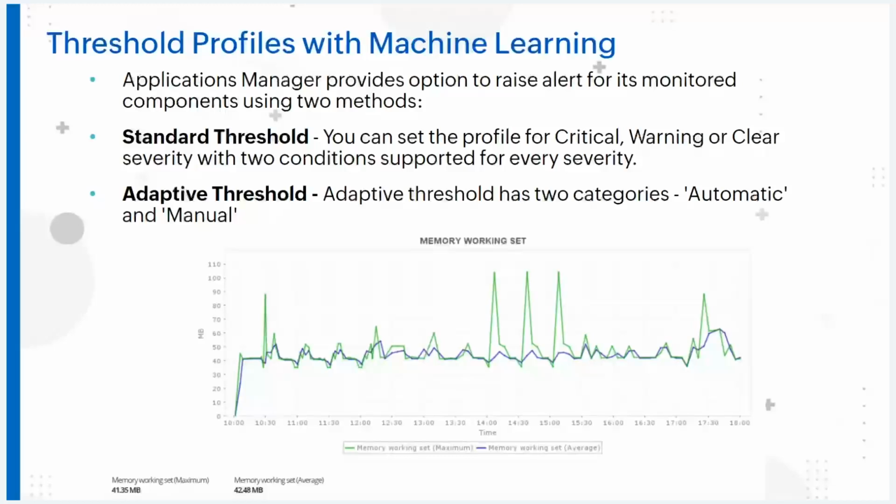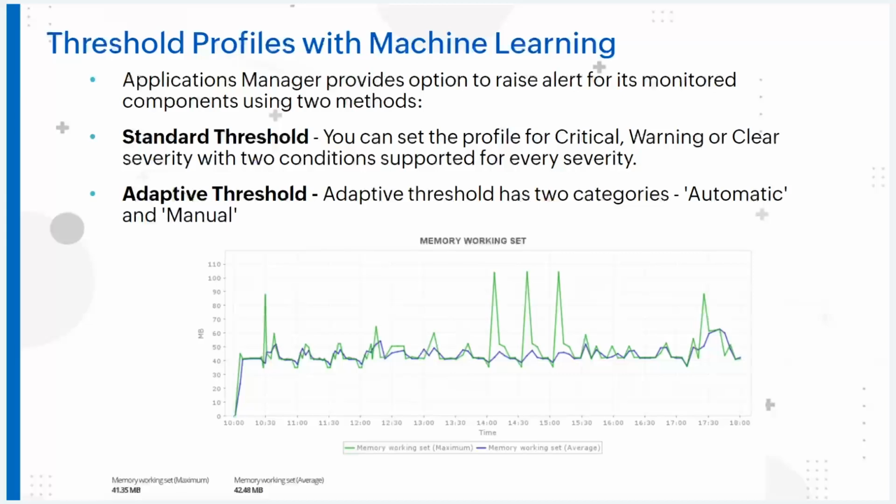Then we have an adaptive threshold. In adaptive threshold, we have two mechanisms here. One is automatic, another one is manual. When I go with the automatic, based on all the historical values, it will calculate with a few algorithms internally, based on the deviation. For example, here you can set a deviation value.